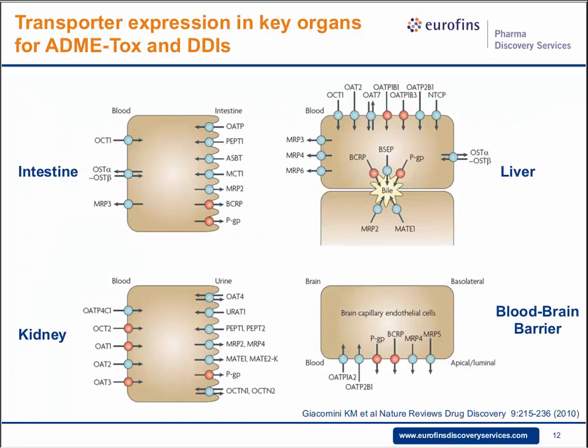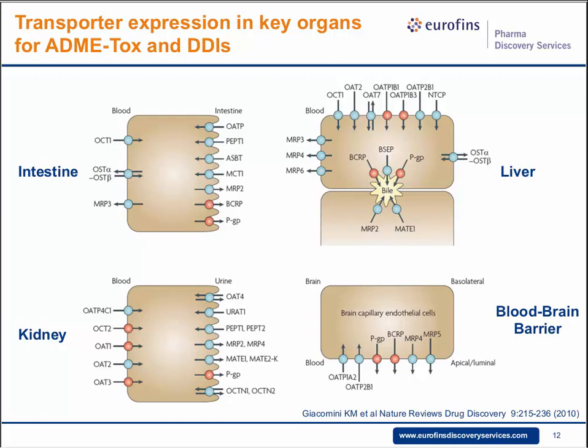Let's look now at the distribution of these relevant transporters in the 4 key organs important for drug disposition: the intestine, the liver, the kidney, and the blood-brain barrier. In the intestine, a number of transporters are expressed on the basolateral side of intestinal epithelia, but the ones of most relevance here are the efflux transporters PGP and BCRP. These transporters play an important role in limiting the absorbance and bioavailability of many drugs through active export out of intestinal cells into the intestinal lumen.